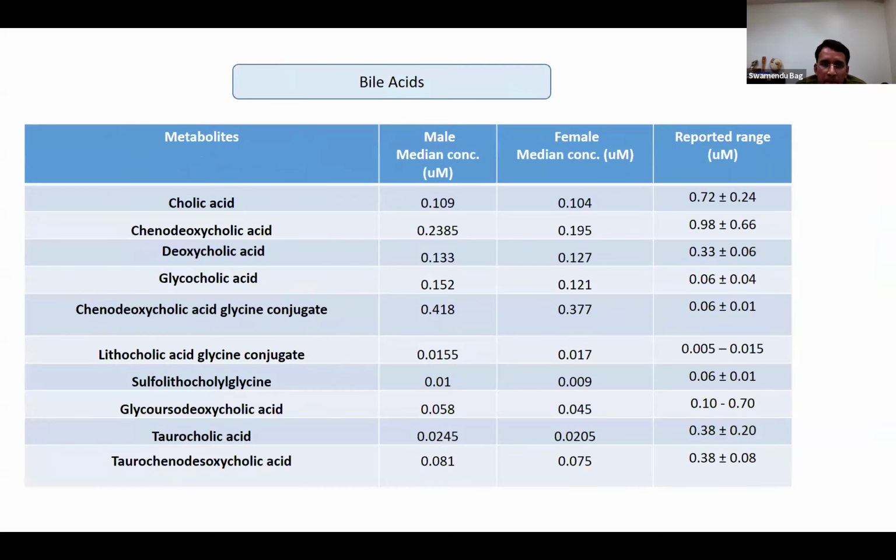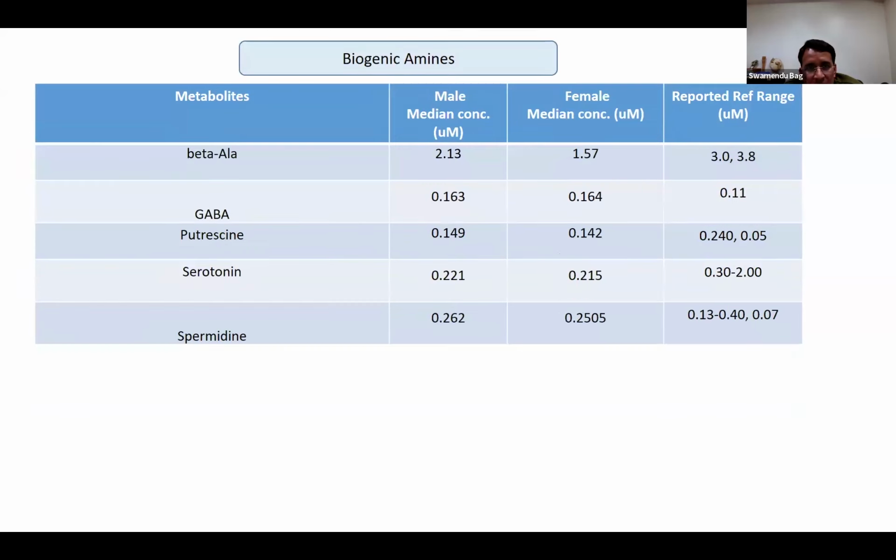Taurine. These are bile acids. But unfortunately, the bile acid levels are low in some cases, so we cannot compare bile acids because the range is not as per the reference range. And some biogenic amines also fall within the reference range.